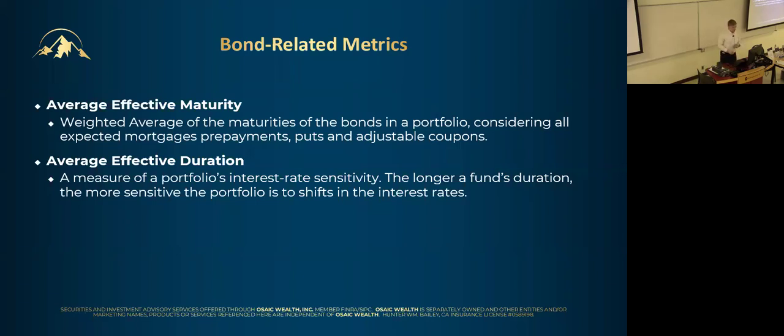Average effective duration is similar. It takes that average effective maturity as well as the amount of interest that's being earned on all of those bonds, puts those together, and the way I kind of like to think about it is you'll have maturity and then you'll have your duration. Your duration is always going to be a little bit lower because the interest is going to basically shorten that time frame for how long it takes for you to get paid back.